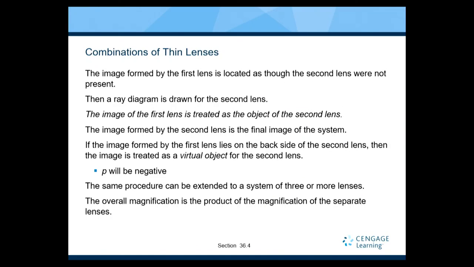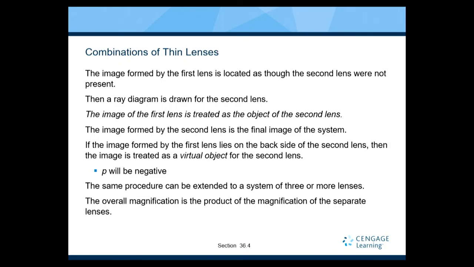Now we get to the tricky stuff. This is where we put lenses in combination with each other and lenses in combination with mirrors. So what we do when we take combinations of lenses, you start with where the object is, and then you find where the image is going to be for that lens. And once you've got that, the image becomes the object for the second lens or the mirror.